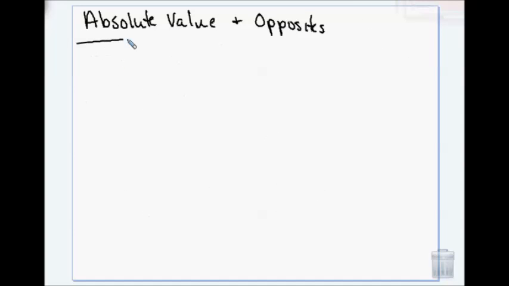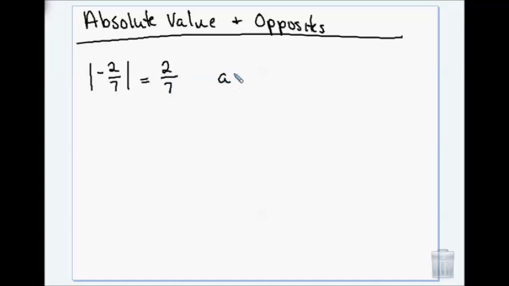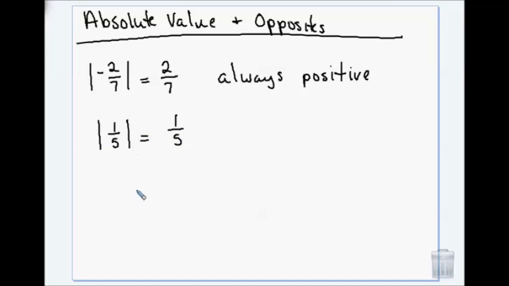Fractions follow the same rules as the other numbers. The absolute value of a fraction is always positive. So it doesn't matter what fraction I put in there, I'm going to get the positive out. Unless, of course, there's the negative on the outside. Remember my lurker? Then it would be negative.